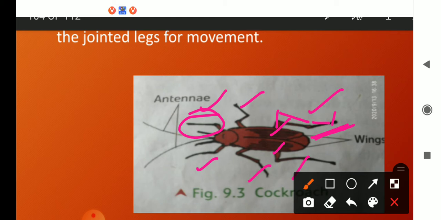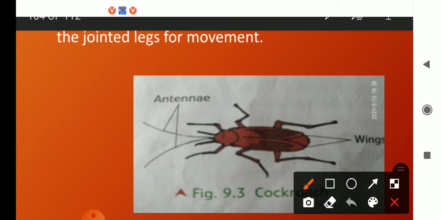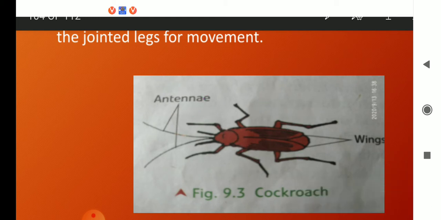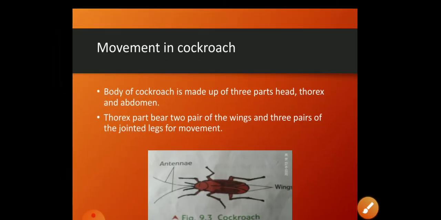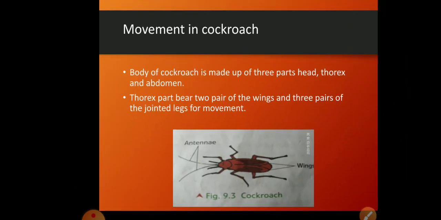Cockroaches walk in a very unique manner. In one step, they use this one, then this one, and this one. These three legs. The next time it will walk with the help of 1, 2, and 3. It means in a zigzag manner, right? So it moves by moving three legs at a time, right? Okay. Now next, I hope you are getting it.